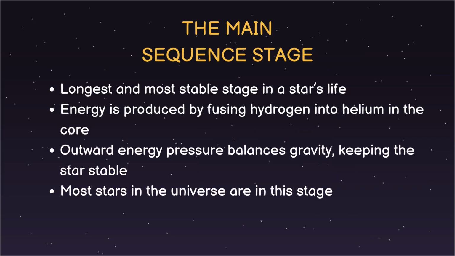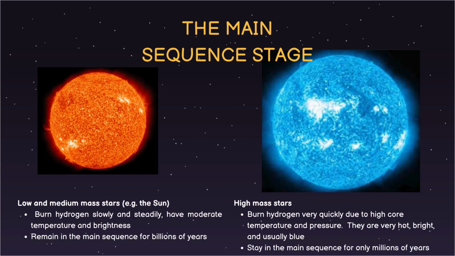The main sequence stage. This is the longest and most stable stage in a star's life. Energy is produced by fusing hydrogen into helium in the core. The outward energy pressure balances gravity, keeping the star stable. Most stars in the universe are in this stage. During the main sequence stage, a star's life depends on its mass. Stars with different masses will experience different changes.